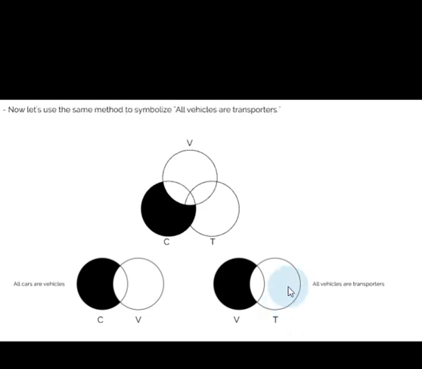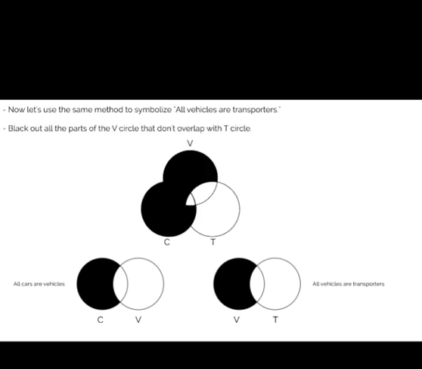Now we do the same thing for all vehicles are transporters. You can ignore the C circle. Just look at the V and the T, and you realize, okay, to represent this, I have to black out everything in the V circle that's outside of the T circle. Like that.